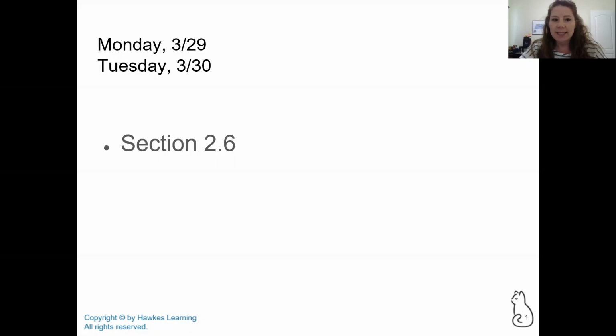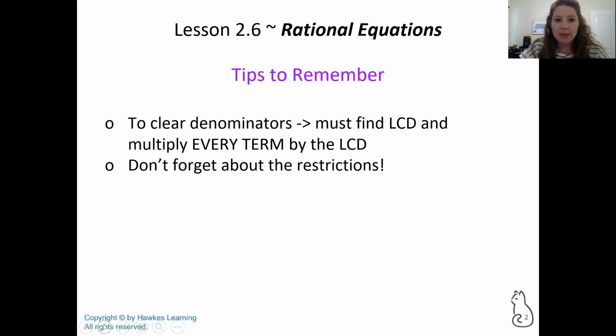There's only one lesson, one section tonight, and it's section 2.6, which is rational equations. I'm pretty sure your algebra teacher started this with you last week, so hopefully it's just a review to give you a little bit more confidence as you start solving these homework problems. So let's just do some examples together.